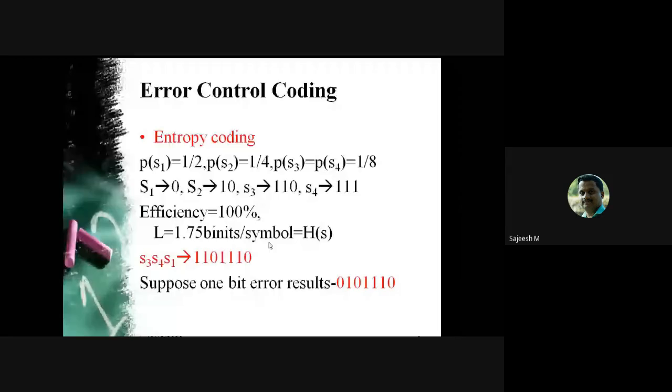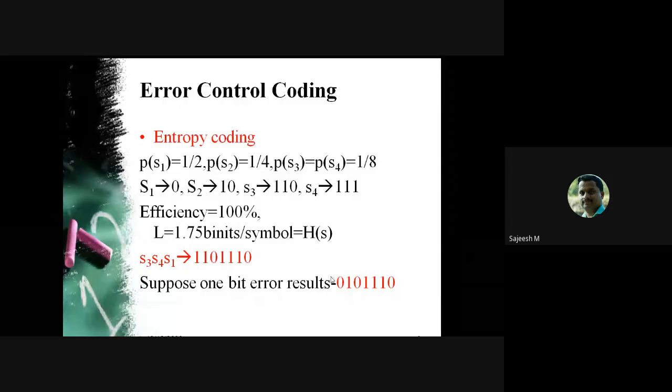This is the transmitted sequence. Suppose a 1 bit error occurs during the transmission. For example, the first bit 1 is changed to 0. That is, a single bit error occurs while transmitting through the channel. Here the transmitted sequence is S3, S4, S1, and a single bit error occurs in the first bit.